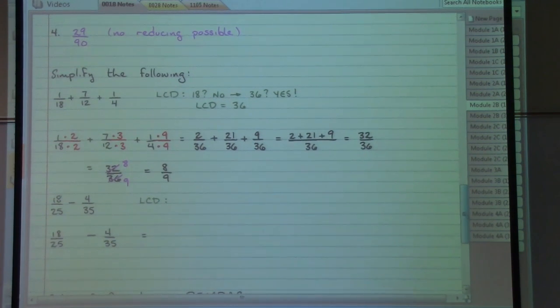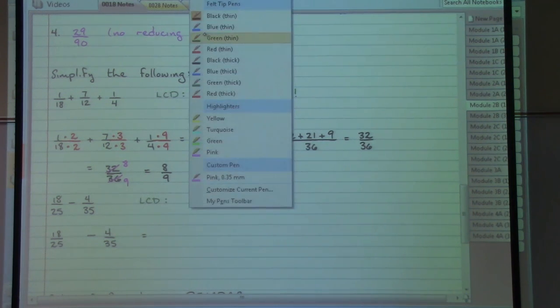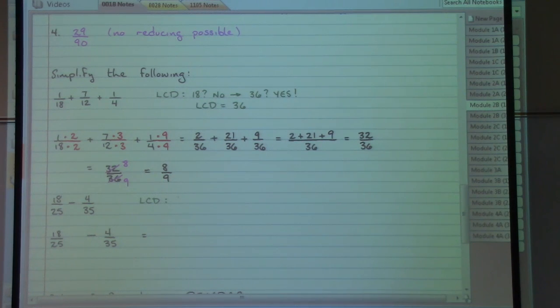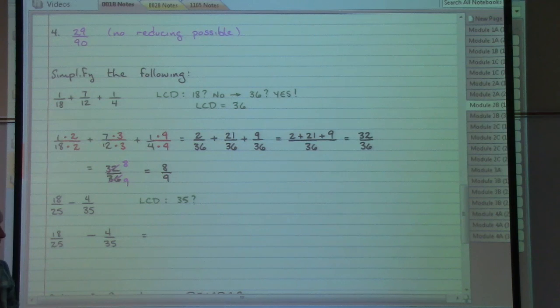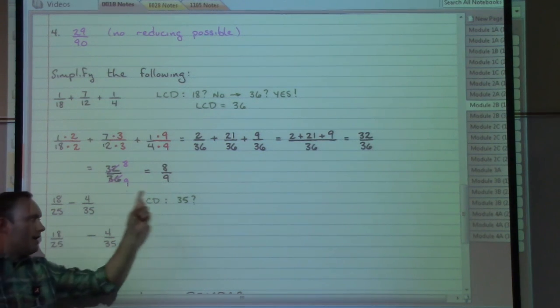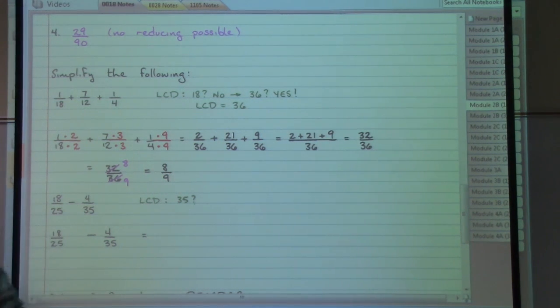An example with subtracting. 18 over 25 minus 4 over 35. Again, got to find a common denominator to start things out. And we are going to be looking for the least common denominator, which means that we're going to start with the 35. Put a question mark there to be representing, is 35 the number we're looking for? More specifically, does 25 go into 35? Sadly, no. So we will move on.